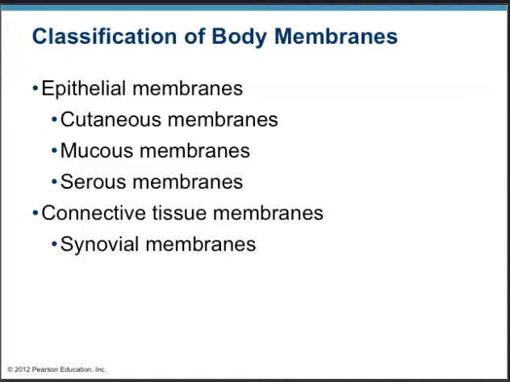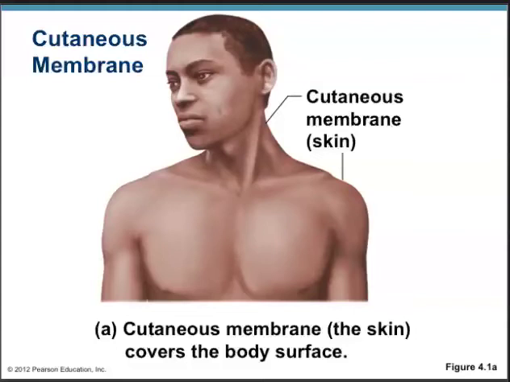Now, with the exception of the cutaneous membranes, all of these membranes are classified according to their secretions. Mucous membranes secrete mucus, which has a protective and a lubricating effect. Serous membranes secrete serous fluid, which has a lubricating effect. And synovial membranes, which are found primarily in diarthrotic, that would be freely movable joints, produce synovial fluid, which allows ease of movement.